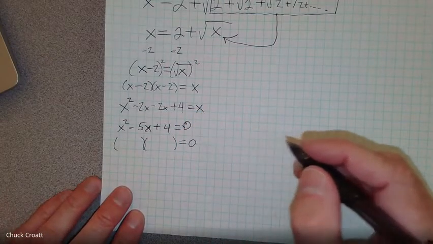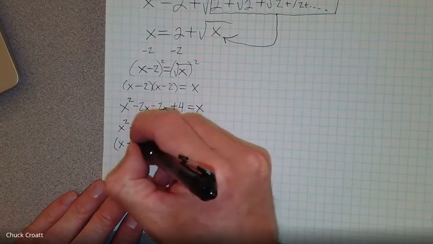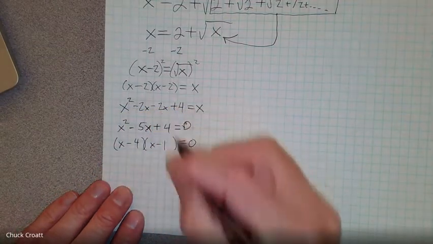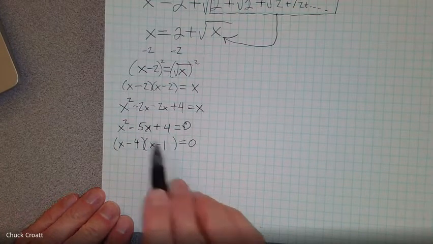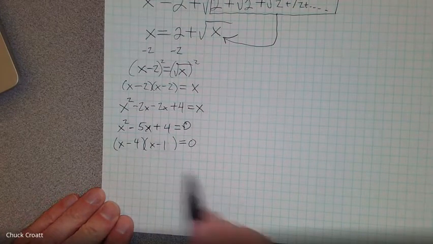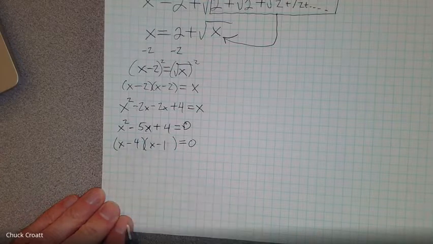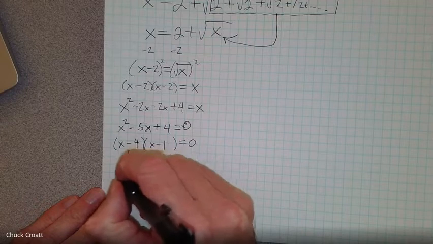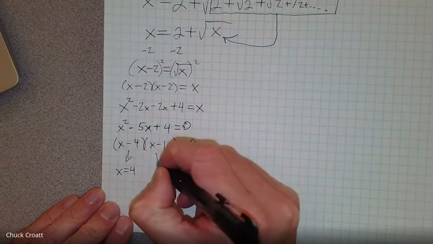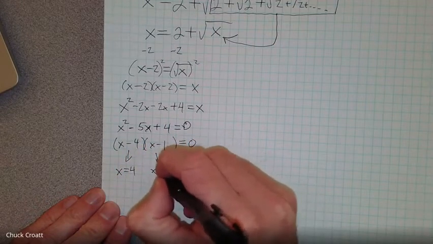Andrew says negative 4 and negative 1. So if I had x minus 4 and x minus 1, so x squared minus 4x minus 1x brings us to minus 5x, and negative 4 times negative 1 gives us 4. So it looks good. If x minus 4 is equal to 0, that means x is equal to 4. If x minus 1 is equal to 0, x is equal to 1.